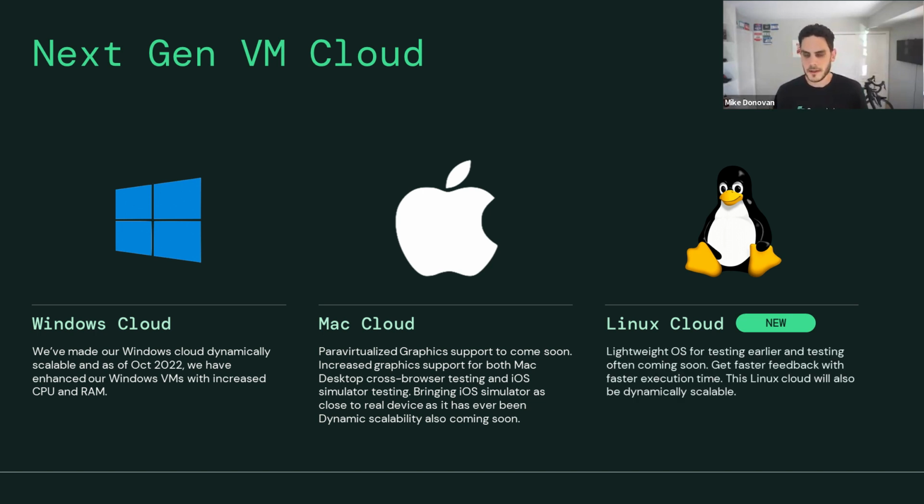And then one of the exciting new enhancements that's currently in beta, if you want to sign up for it, contact your CSM, is the launch of a new Linux cloud offering. This provides more ways to get improved performance, especially for those tests that you want to run earlier in your pipeline, where you might not need that Windows operating system or that Mac operating system. So we think that's going to be a great option for many types of tests earlier in your pipeline.